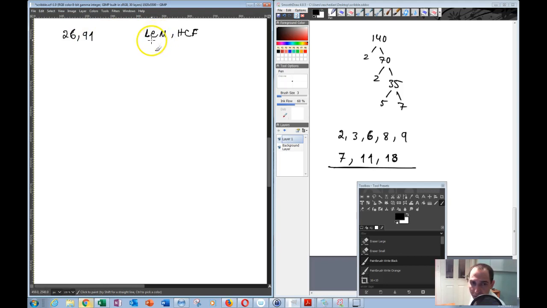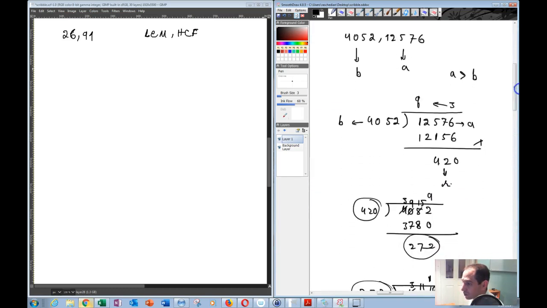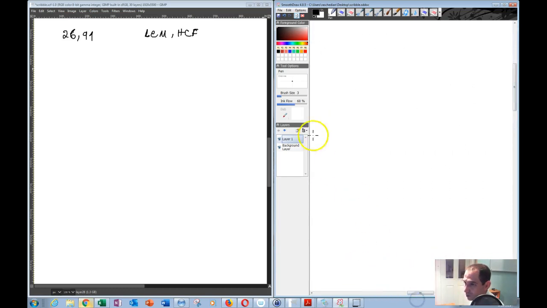The other way is by way of Euclid's division algorithm. We will do a couple of examples using prime factorization and a couple using Euclid's division algorithm, and that way we also get to appreciate how Euclid has made things much easier for us.